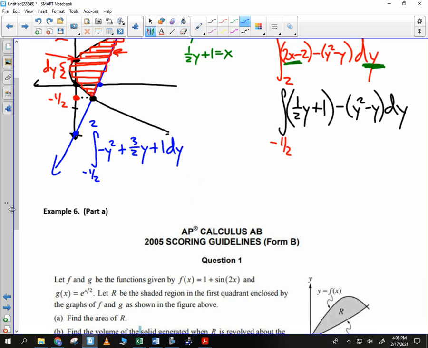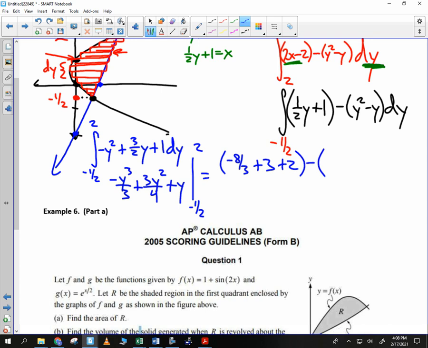And we integrate. The antiderivative of negative y squared is negative y cubed over 3. The antiderivative of 3 over 2 y is 3 over 4 y squared. And then plus y. Have some arithmetic here to do. Plug in the 2 and we get negative 8/3. Plug in the 2 here, 2 squared is 4, divide by 4 is 1, times 3 is 3. So that'll work out nice. Plug in the 2, we get 2.